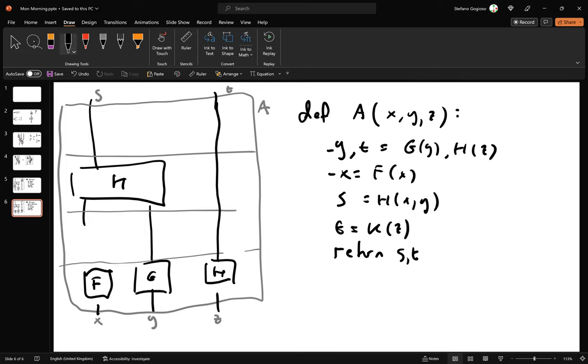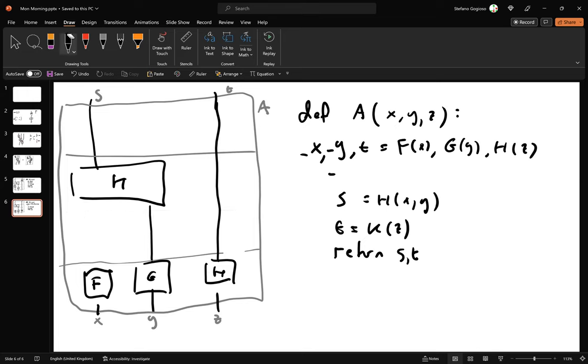So I'm going to take these three. I'm going to add X here. And I'm going to shift this to the right, make some space. And this becomes F X, G H. And now I don't have this operation. And now really, I have two blocks left in my entire diagram.